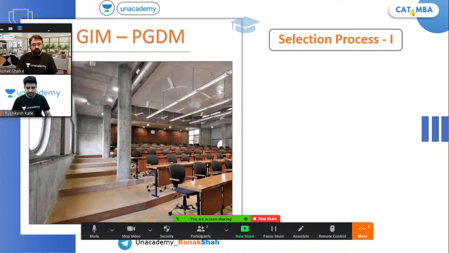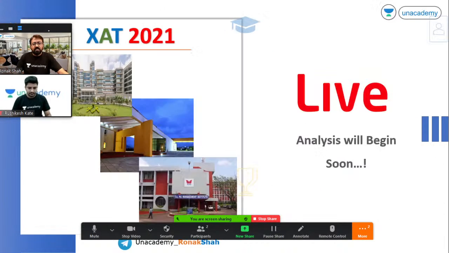And so once again, the other good B schools under XAT. Earlier even SPJIMR used to take XAT score, but now they have stopped taking it. Then we have XIMB, TAPMI. These are some of the good B schools that you can definitely look forward to.